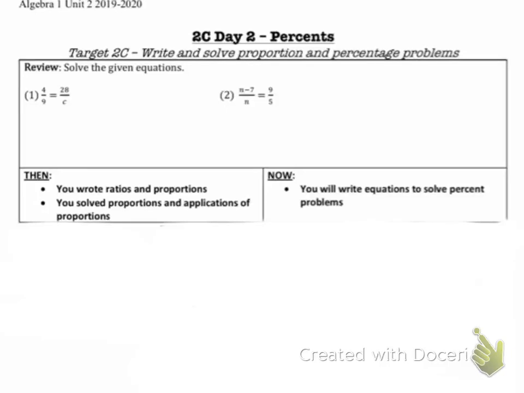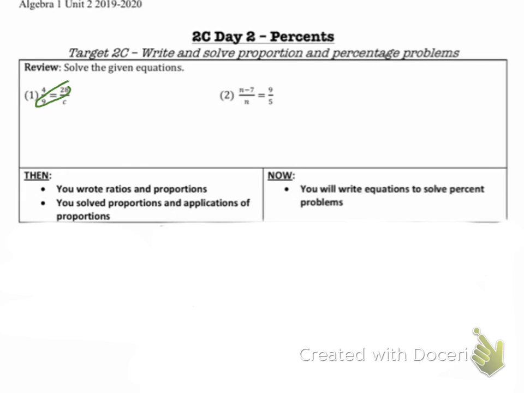In the last section of this unit, we're going to use proportions to solve percent problems. So I think it's pretty important that we review how to solve a proportion really quick. So in number 1, to solve for C, I would start by cross multiplying.